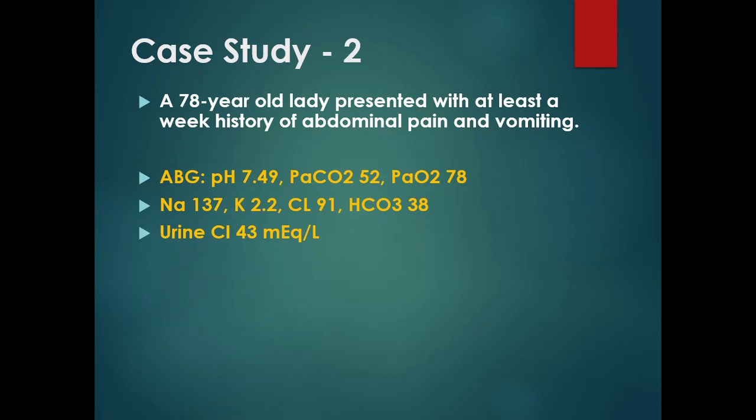So from the ABG, the pH is high and the PCO2 is high, so this is of metabolic origin. The bicarb is 38, so this is a metabolic alkalosis. The urine chloride is 43, so this is a chloride responsive metabolic alkalosis.